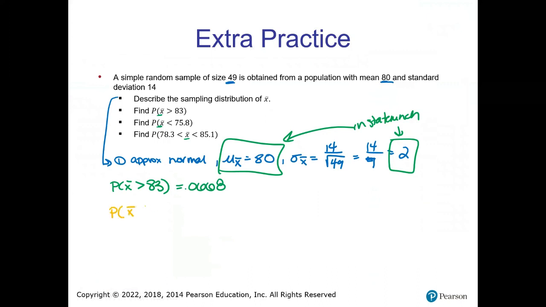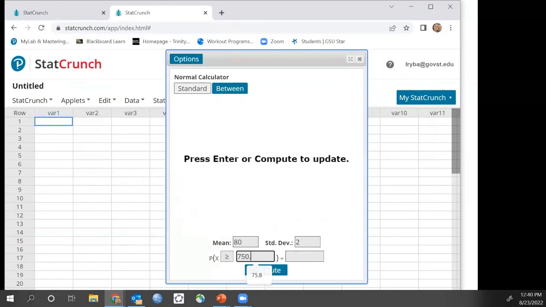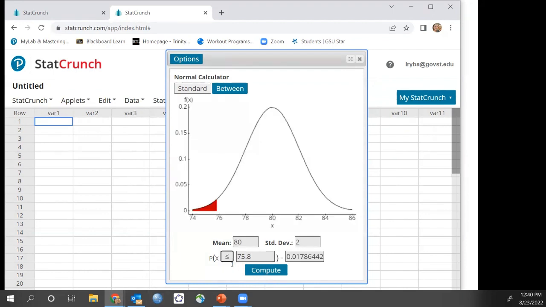All right, the next one is the probability that the sample mean is less than 75.8. I'll go back to StatCrunch. I'm going to change my symbol and my number. So 75.8, but I want a less than symbol. Okay, so 4 numbers, 1, 2, 3, 4. That 6 is going to round that 8 up. So 0.0179.